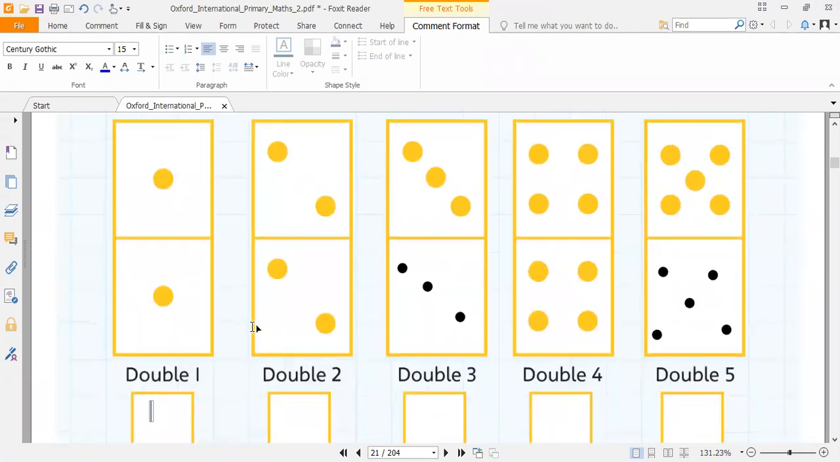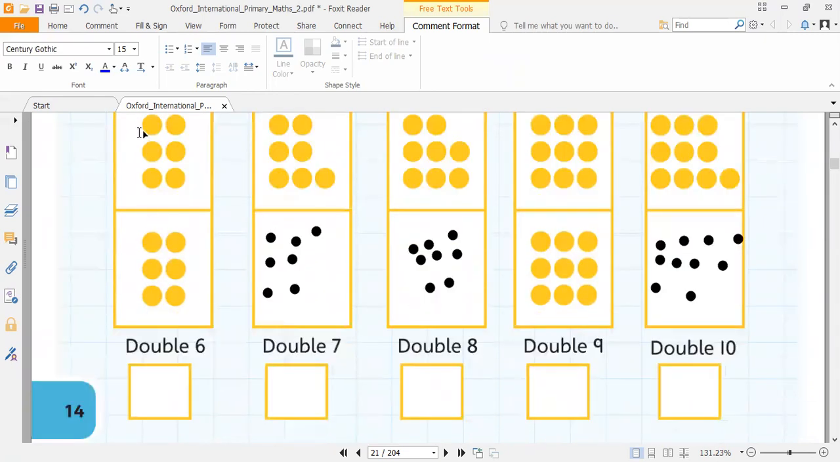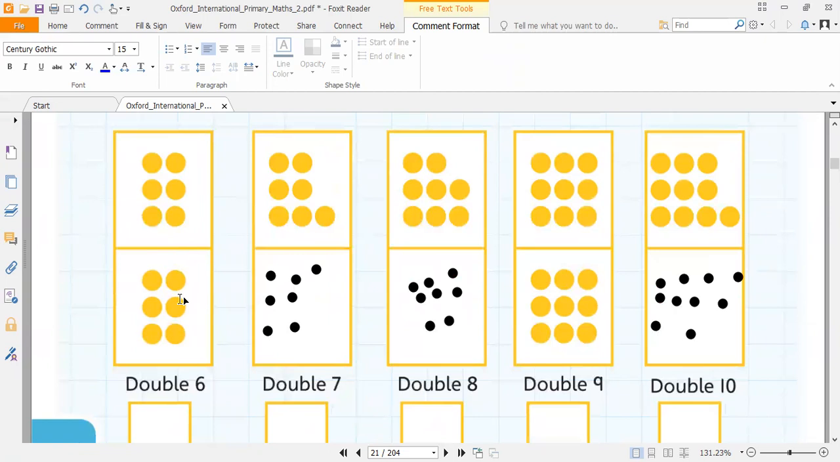1 and 2. 1, 2, 3, 4. 1, 2, 3, 4, 5, 6. 1, 2, 3, 4, 5, 6 and 7, 8. So we have to actually sum them. 1, 2, 3, 4, 5, 6, 7, 8, 9, 10. This is 6 and if we add 6 to it, then 7, 8, 9, 10, 11, 12.